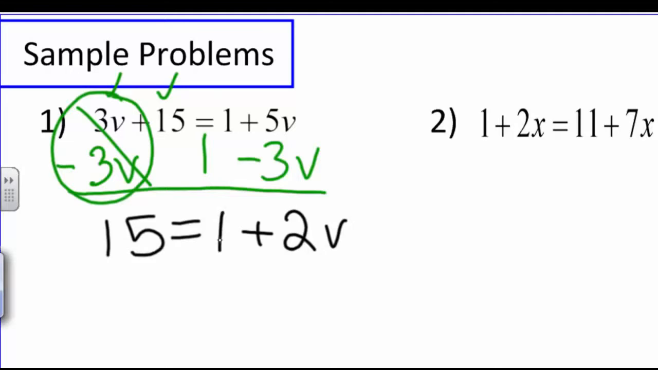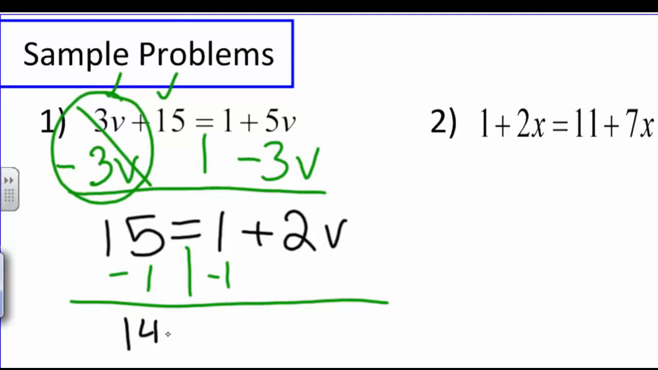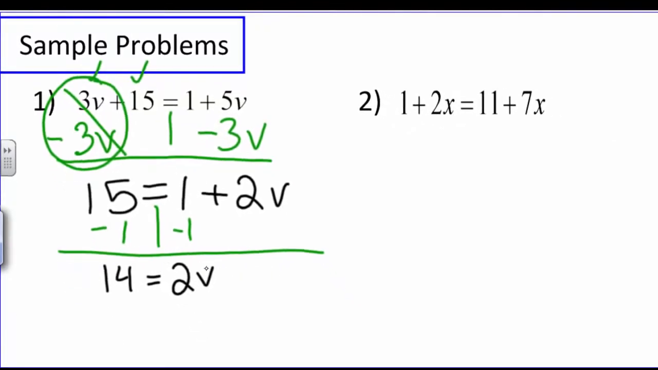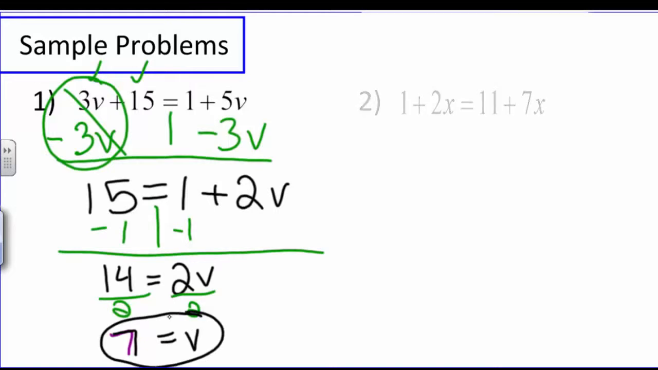Now once I go through that first step, you see that I have just a two-step equation here, which we know how to solve. I'm going to zero out my constant of 1 that's on the variable side. Subtract 1, and I get 14 equals 2v. I need to isolate my variable by dividing by the coefficient. 14 divided by 2 is 7, and 2v divided by 2 is just v. So that's my solution to the equation.